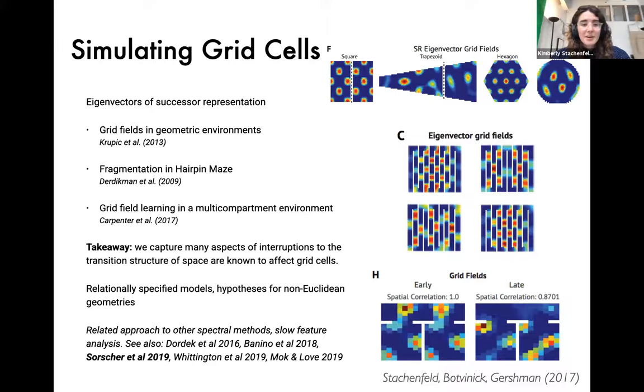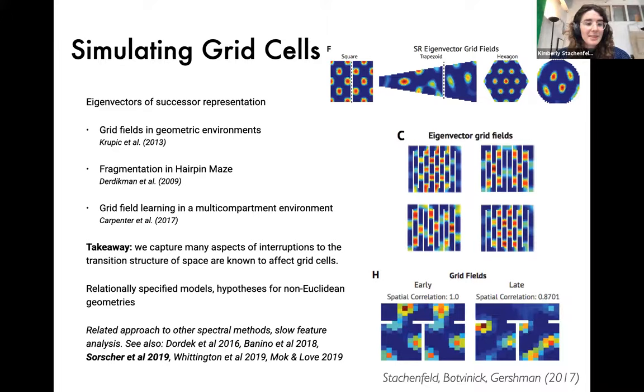So the basic takeaway, the official headline from this work, is that we captured many of the aspects of how interruptions to the transition structure of space are known to affect grid cells. And one of the things that we were particularly excited about and anchored to with this model is that we wanted to have relationally specified models so that we could make hypotheses for non-Euclidean geometries, geometries like these graph environments that I showed early on.